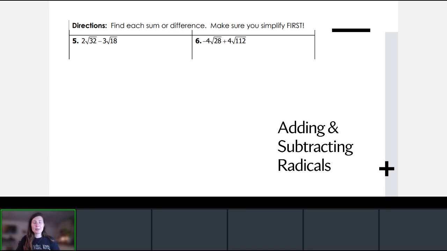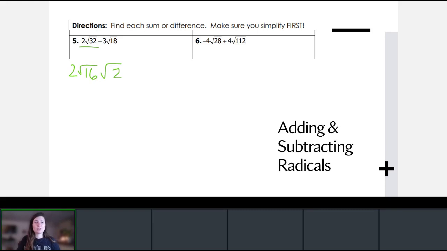Here we're again doing the same thing, but now both of our terms are going to be able to be broken down. In number 5, we see that we have 2 root 32 minus 3 root 18. Let's break down this first term in green. The square root of 32 can be broken down into the square root of 16 times the square root of 2.